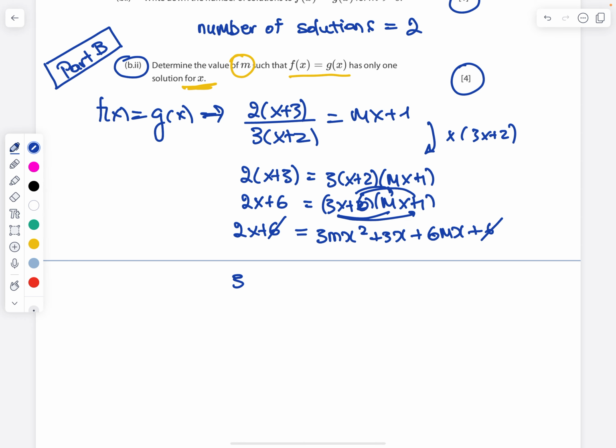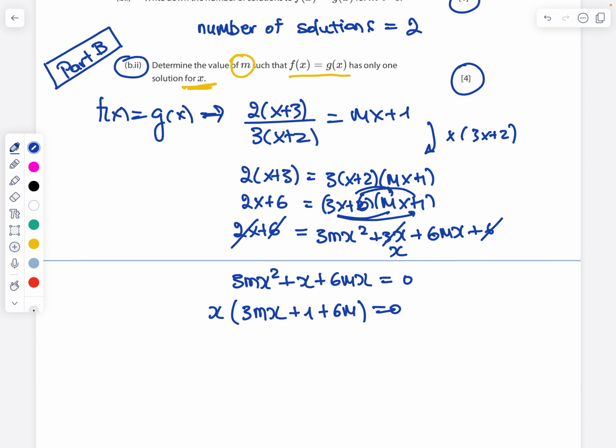That's going to become 3mx squared, and then 2x from the one side is going to cross out with the 3x from the other side, and you're going to be left just with an x. So plus x plus 6mx is equal to 0. And then we want to find the roots for that. I'm guessing the best possible scenario, because all terms have an x, would be to factor out the x. So x times (3mx plus 1 plus 6m) is equal to 0.